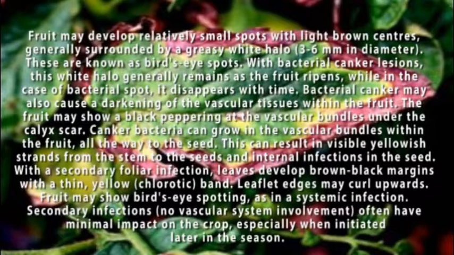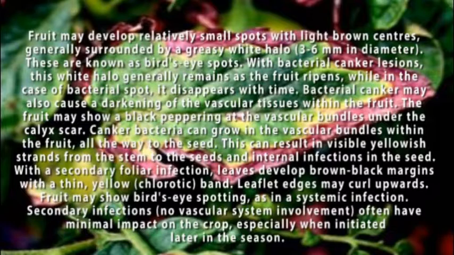Fruit may develop relatively small spots with light brown centers, generally surrounded by a greasy white halo, 3–6 mm in diameter. These are known as bird's eye spots. With bacterial canker lesions, this white halo generally remains as the fruit ripens, while in the case of bacterial spot, it disappears with time. Bacterial canker may also cause a darkening of the vascular tissues within the fruit. The fruit may show a black peppering at the vascular bundles under the calyx scar.